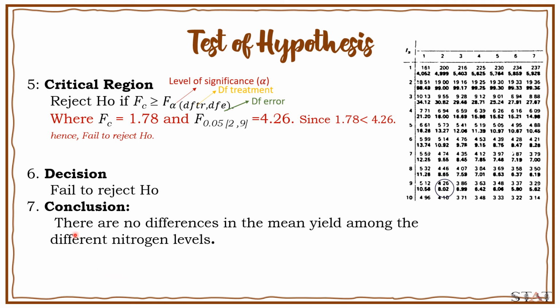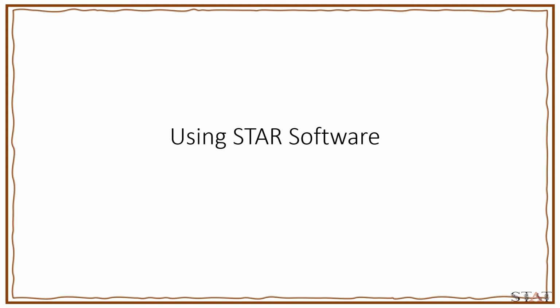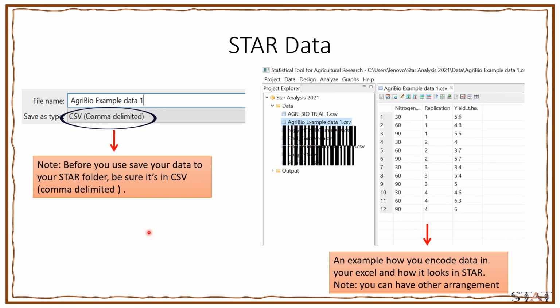And then for our conclusions, you have to check your null and alternative hypothesis and state it this way: there are no differences in the mean yield among the different nitrogen levels. So if we are using STAR software, or computer-aided analysis, always remember that before you use your data in STAR, be sure it's in CSV or comma delimited format before you save it.